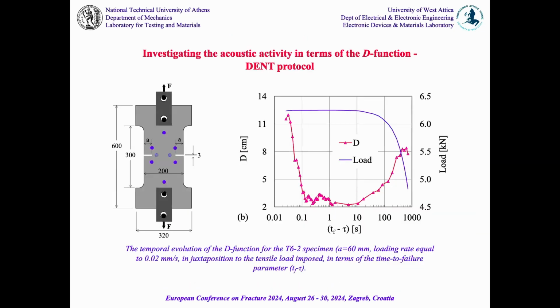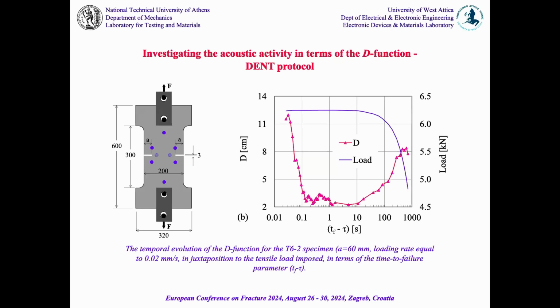And now the second protocol, the double-edged notch tensile specimens, the conclusions are very, very systematically similar. We start from a distance between the sources equal to about 8 centimeters. It's a very big specimen. That is why it is a very difficult protocol. And then it decreases gradually. Pay attention, this is an inverse time arrow.